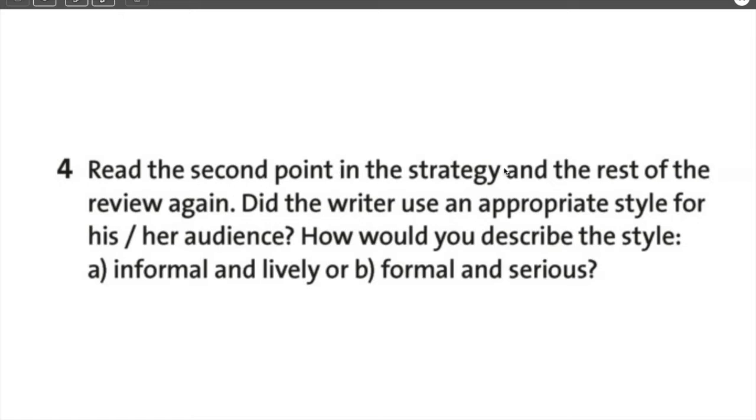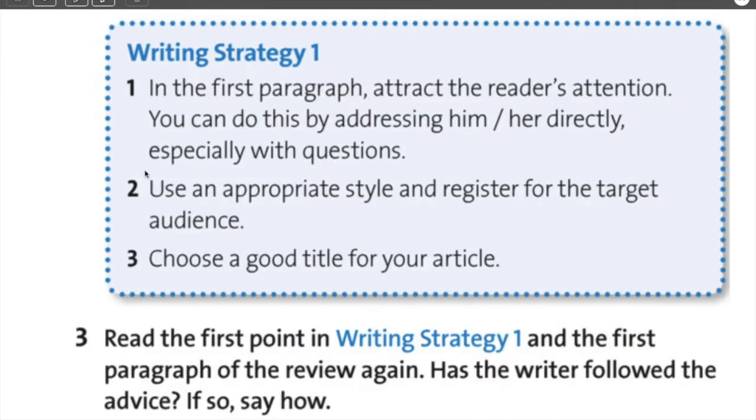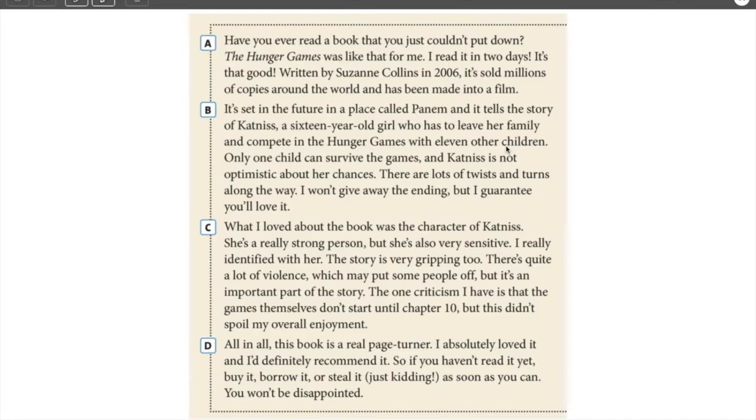Read the second point in the strategy and the rest of the review again. Did the writer use an appropriate style for his or her audience? How would you describe the style? Is it informal, lively, or formal and serious? So, let's look at writing strategy point 2. Use an appropriate style and register for the target audience. So I think if it is the school magazine, the target audience is the school students. That's why we should keep it lively and informal.